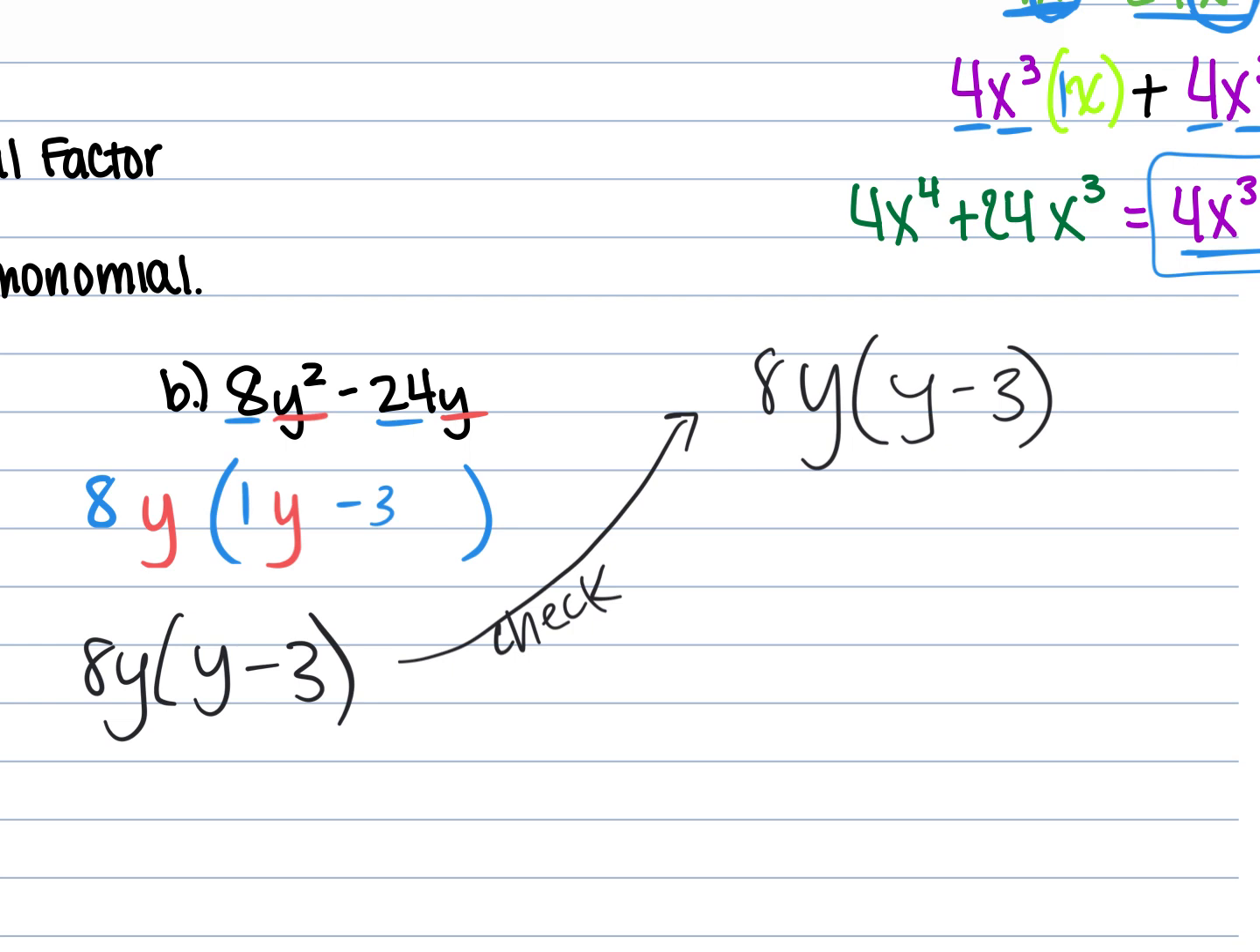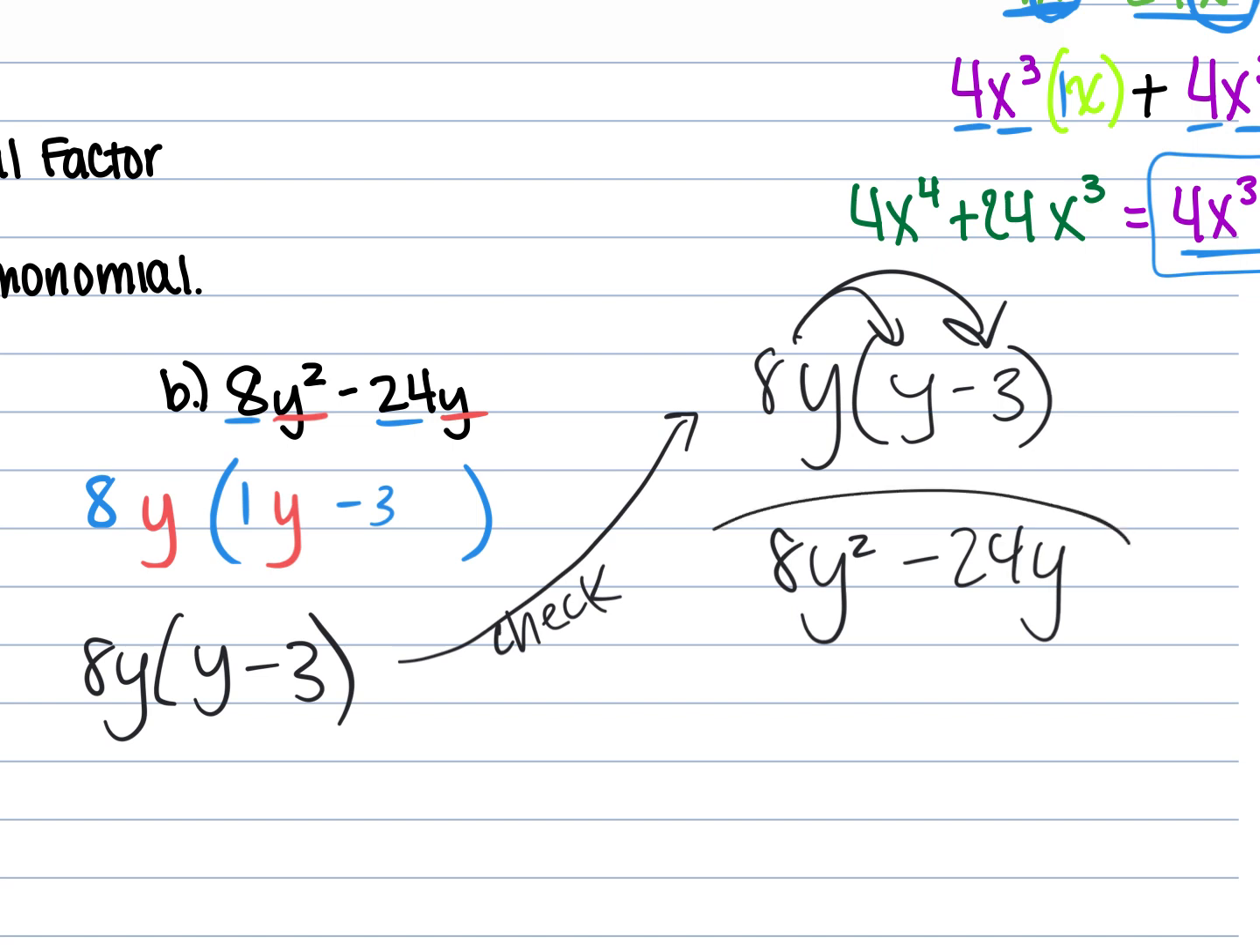Just by eyeballing this, what would you guys think to do if I were to show you this and be like, get it into standard form? Distribute the 8y. Okay, so distribute it. What's 8y times y? 8y to the power of 2. And what is 8y times negative 3? This is beautiful. Do you guys notice something? It's the same thing that we started with.